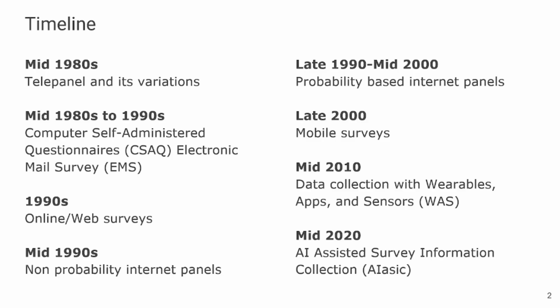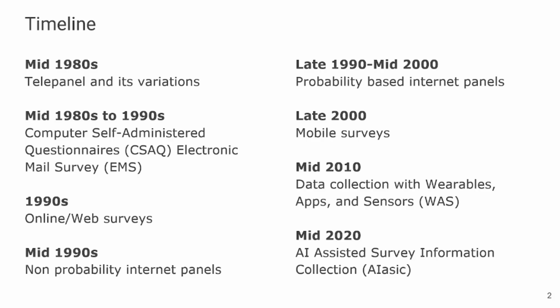Then we went into electronic mail surveys. Then 1990s, the first web survey started. Then we had the first non-probability internet panels. And then after a few years, first probability-based internet panel. And then in late 2000 was really mobile surveys where respondents were doing a survey on mobile. Even if we didn't want to, they did it anyway.